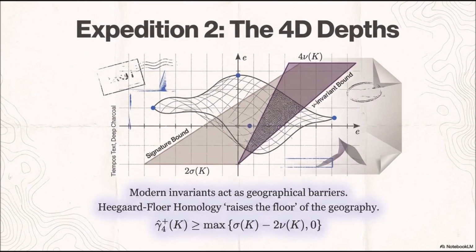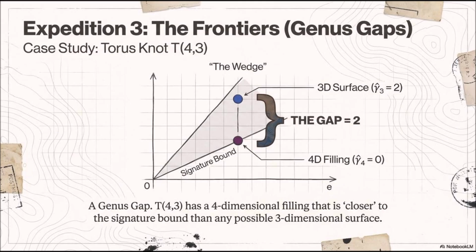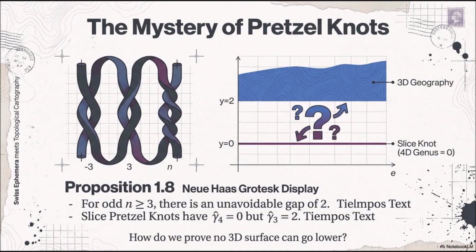Completeness check for Section 3? I think so. We established the 4D definitions. We saw the discrepancy with 3D via the 5_2 knot example, and we reviewed the two major bounds, Gordon-Litherland and Heegaard-Floer, that constrain the geography. This covers the 4D side.